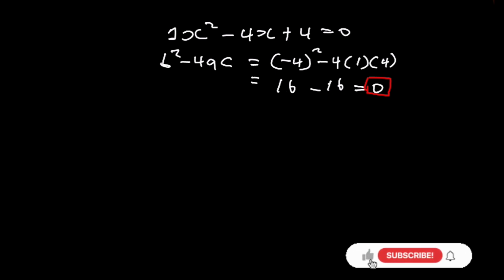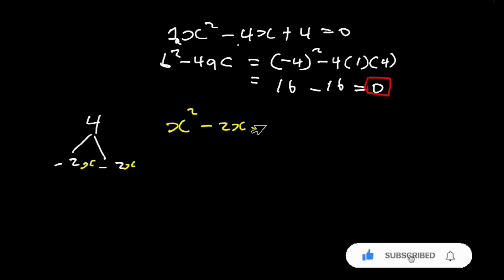So let's solve it. We have x squared minus 4x plus 4. So we're going to multiply this 1 by 4. When we do that, we're going to have 4. So two numbers, so that when you multiply them, will give you 4. When you add them, it will give you negative 4. They are negative 2 and negative 2. Because negative 2 times negative 2 is 4, negative 2 plus negative 2 is negative 4. So we're going to replace this negative 4x with negative 2x and negative 2x. So we write x squared minus 2x minus 2x plus 4 is equal to 0.